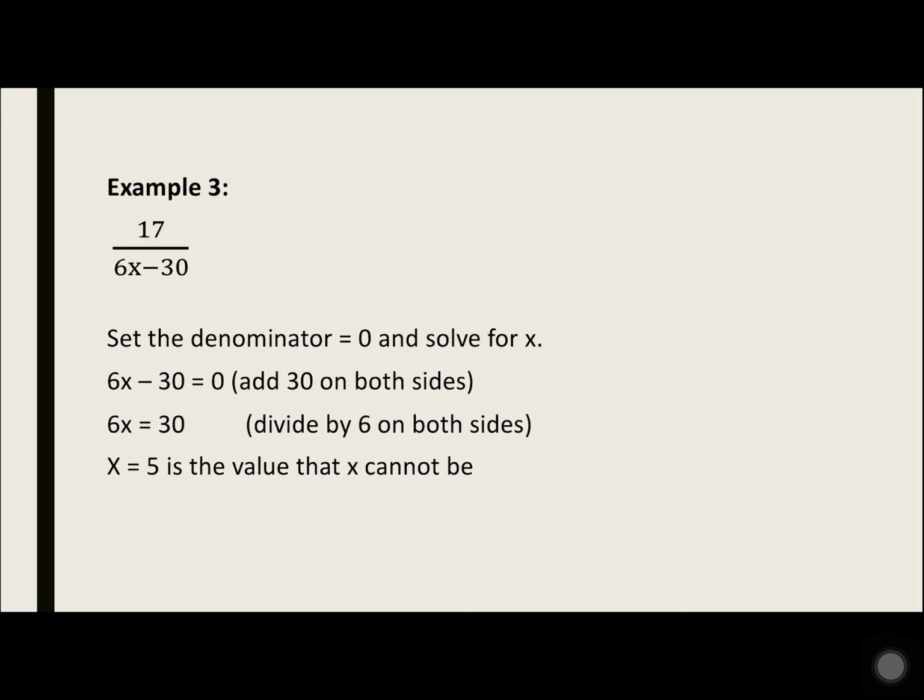Example 3. 17 divided by 6x minus 30. Set the denominator equal to 0 and solve for x. 6x minus 30 equals 0. Add 30 on both sides. 0 plus 30 would give you 30. 6x equals 30. Divide by 6 on both sides. 30 divided by 6 equals 5. X equals 5 is the value that x cannot be.